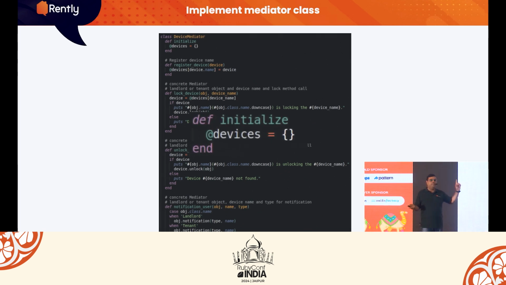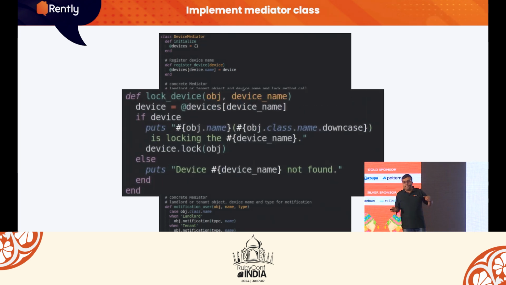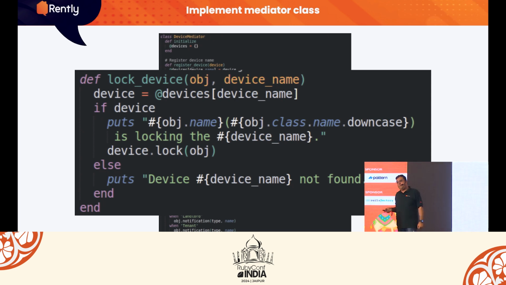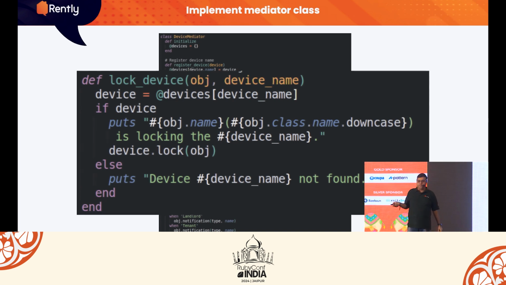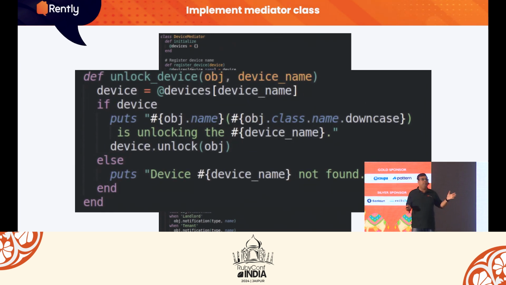So here, this is an initial method where I'm assigning the device, and then actually I'm registering the device. And this is one of the methods called lock device, where I'm expecting the tenant and landlord object along with the device name. If the device is found, then I'm calling the device class lock method. And if the device is not found, I'm giving device not found.